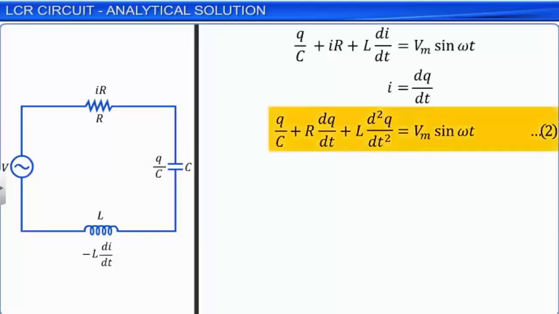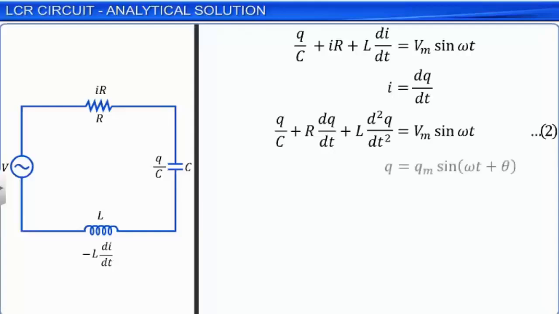As the three circuit elements, the resistor, the capacitor, and the inductor, are in series, the current through them is the same in amplitude as well as in phase. Let us now assume a solution for equation 2 as q equal to Qm sin(omega t plus theta), where Qm and theta are constants. Qm is the maximum charge on the capacitor. Then, we have I equal to dq by dt, which is equal to Qm omega cos(omega t plus theta).